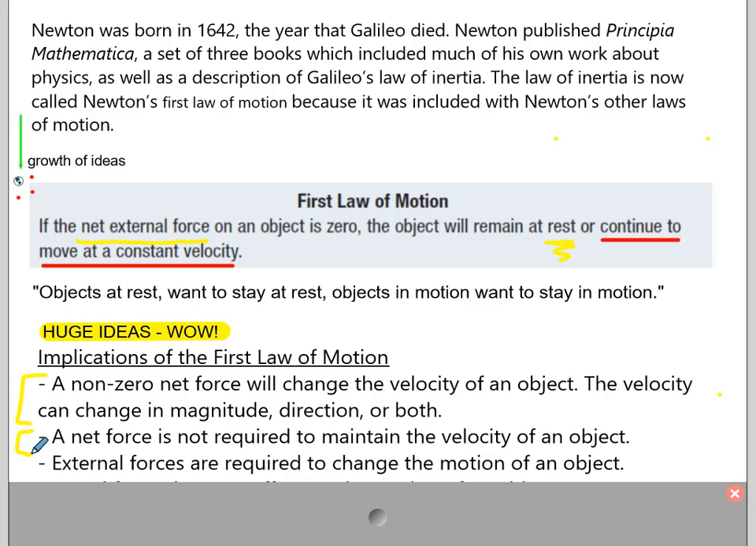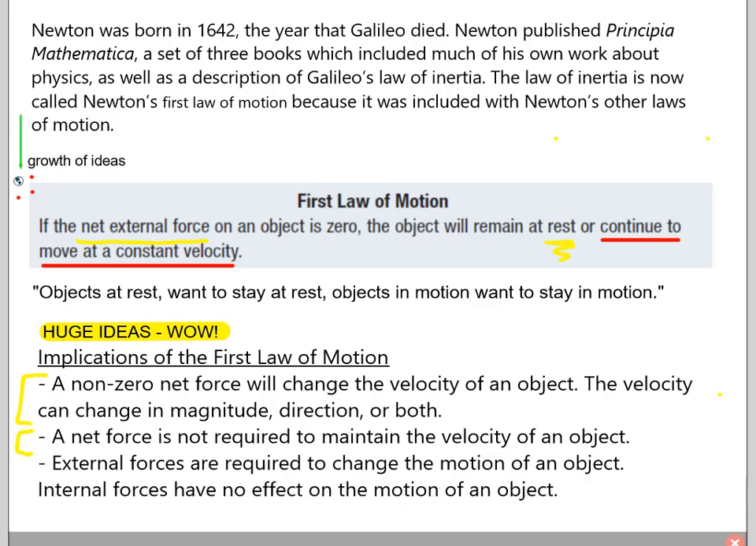So we don't actually need an external force to keep an object in motion. Once it's moving, it'll stay moving. External forces are required to change the motion of an object. Internal forces have no effect on the motion of an object. We'll talk about external and internal forces in a moment. I've got a nice little video I'll show you that is kind of fun to watch.